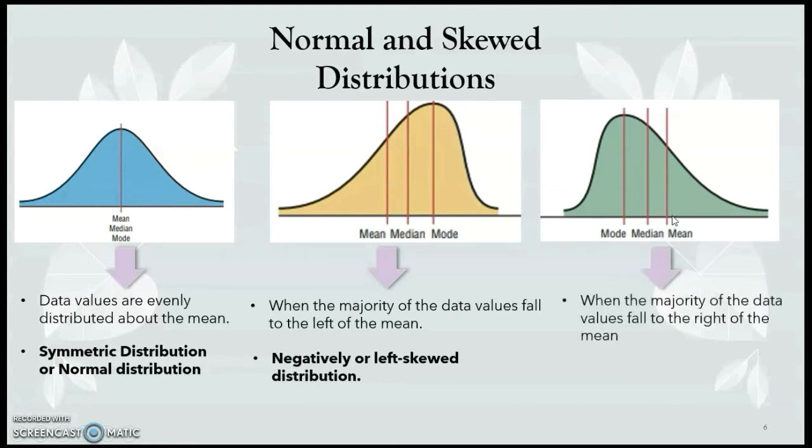The third picture is the opposite of the second picture. It means the majority of the data values fall to the left of the mean. It is called a positively skewed or right skewed distribution. In positively skewed, the mean falls to the right of the median, and both median and mean fall to the right of the mode. We can indicate the direction of skewness through the tail. If the tail is on the right, it is called positively skewed. But if the tail is on the left, it is negatively skewed.